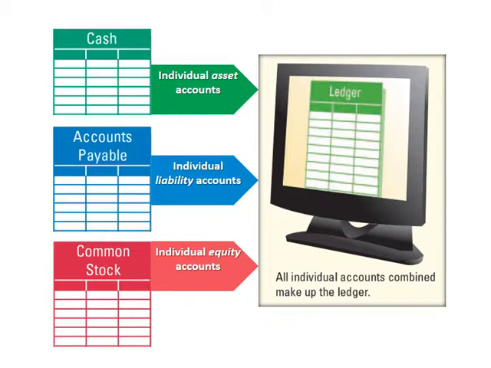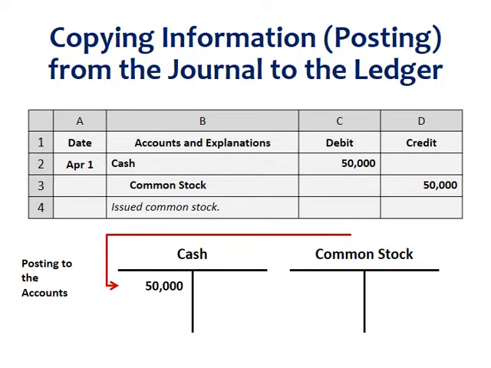This diagram shows how asset, liability, and stockholder equity accounts are grouped in the ledger. Revenue and expense accounts also appear in the general ledger. Entering a transaction in the journal does not get the data into the ledger. The data must be copied to the ledger, a process called posting. Debits in the journal are always posted as debits in the accounts, and likewise for credits.